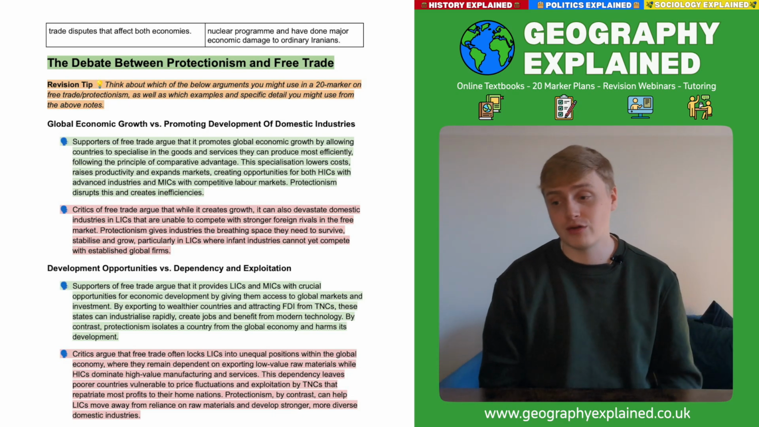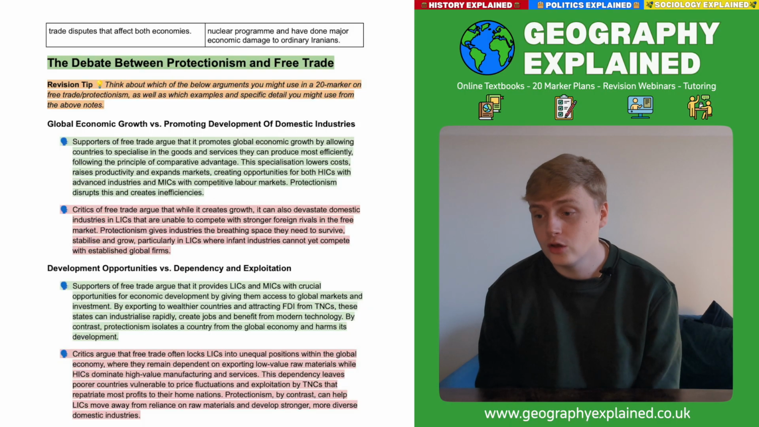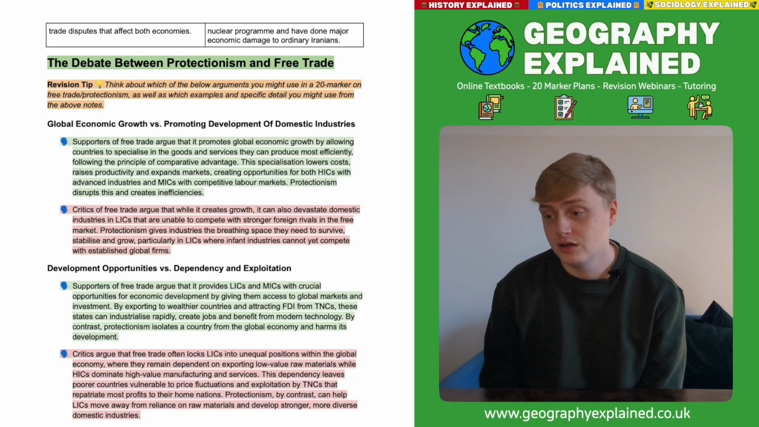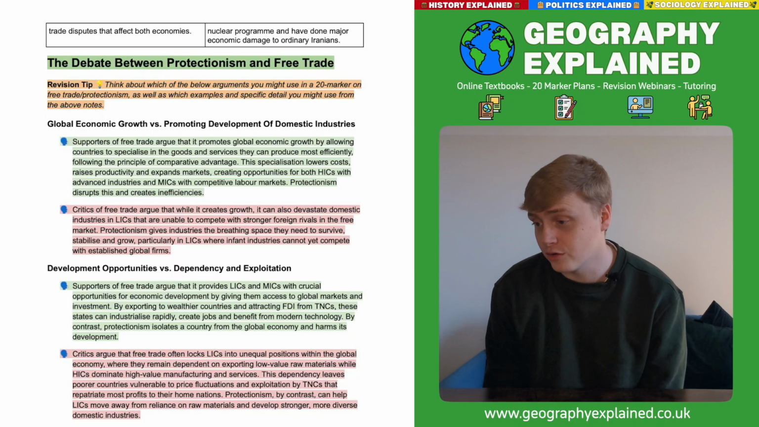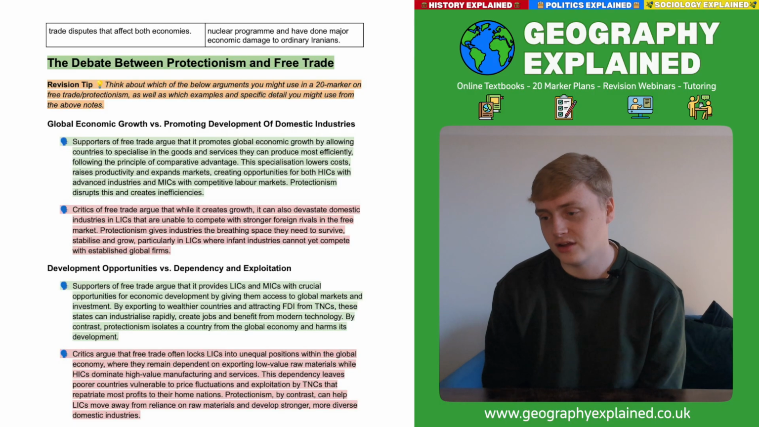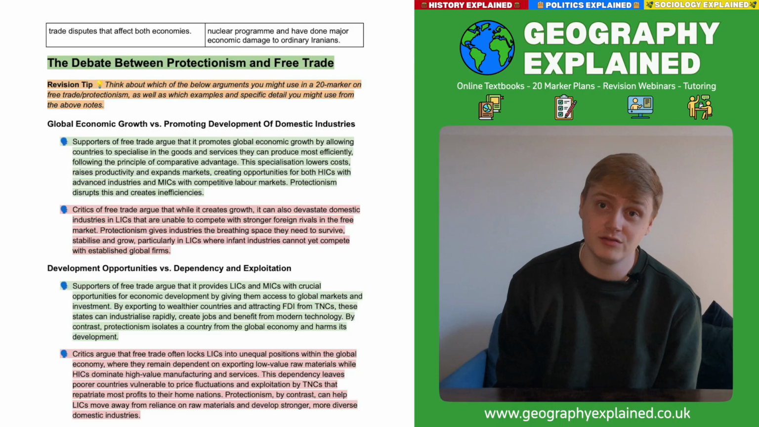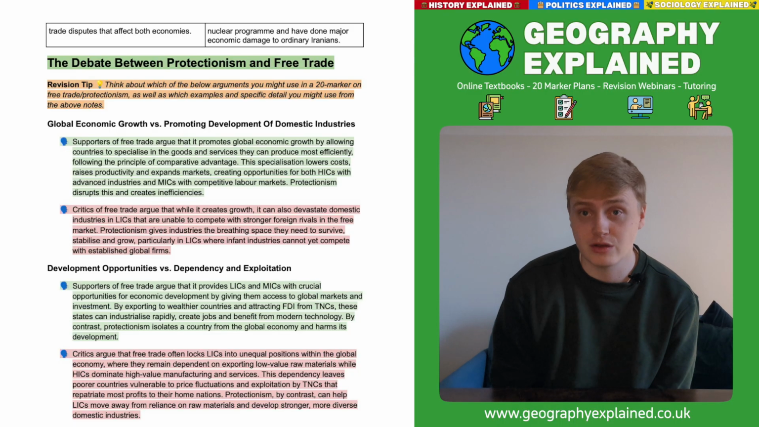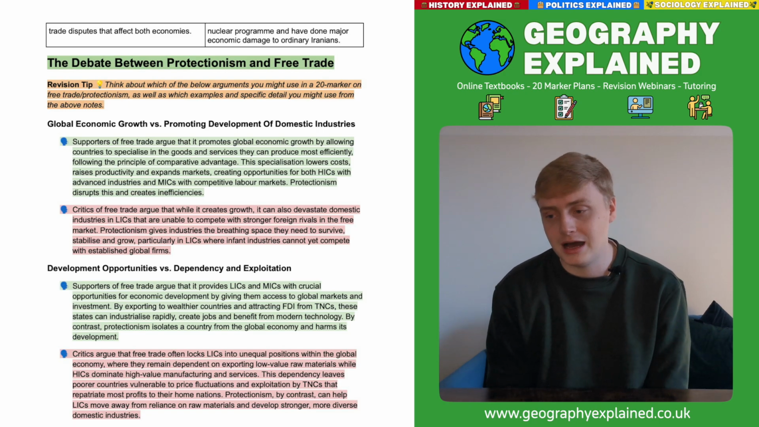Another key argument for free trade is that it provides low-income and middle-income countries with key opportunities for economic development, including through attracting foreign direct investment from transnational corporations. Again, we're going to look at that in loads more detail in the next few videos. States can industrialize rapidly, create jobs, and benefit from modern technology. China is a really key example of a country that has very rapidly benefited from free trade and the free market and become very powerful.